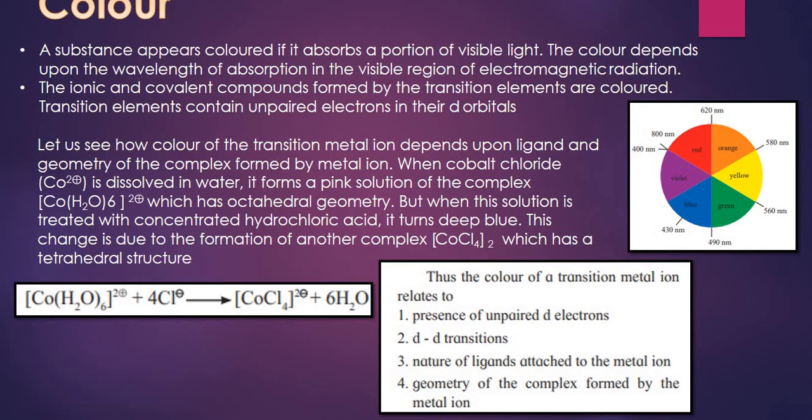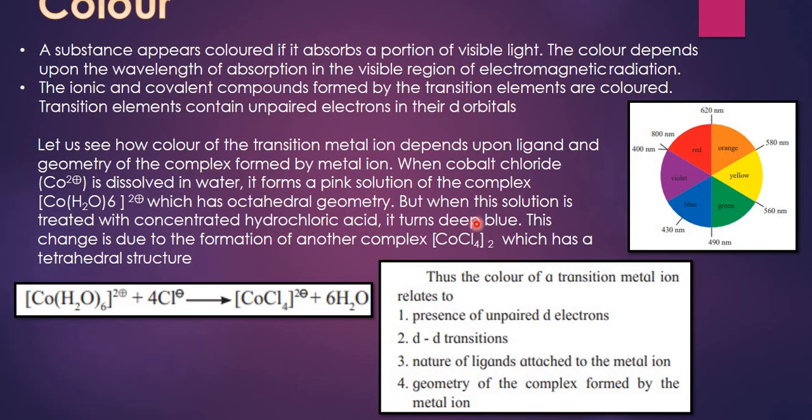The ions having no unpaired electron are colorless. For example, zinc has no unpaired electron, neither zinc nor zinc ion. And this is the diagram by which we can think about the light emitted by the substance. Like if the substance is absorbing the red portion of the visible region, it will appear blue in color.